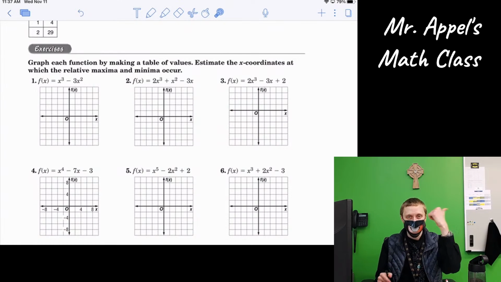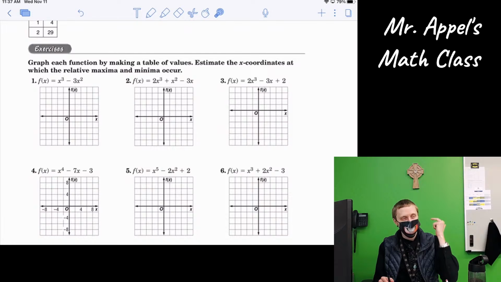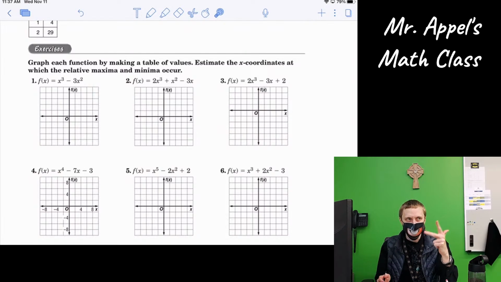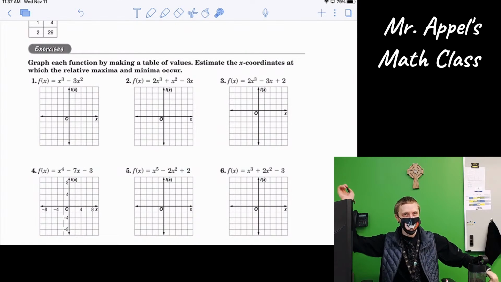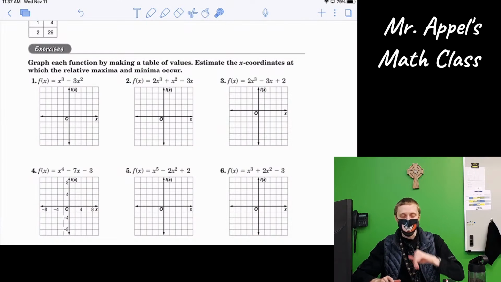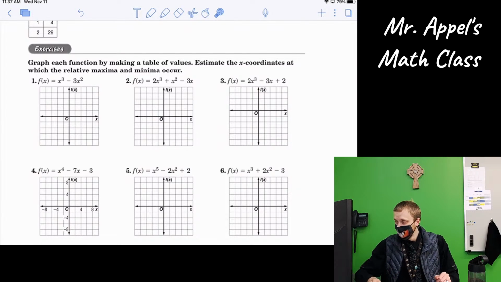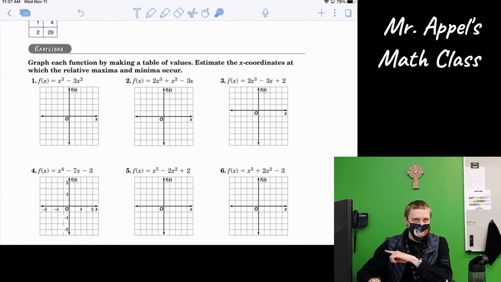All right? So same process. Create the table, plot the points, find the local maximum and minimums. Okay? Not the ends where they shoot off towards infinity, where they turn around. But that is for later.